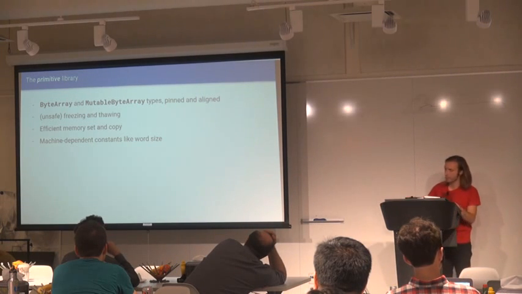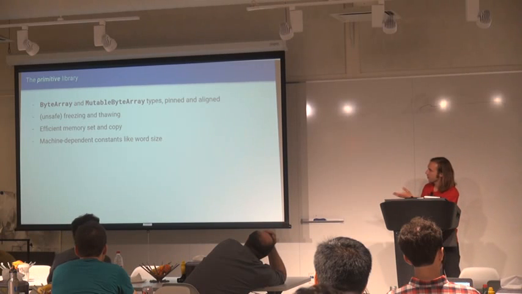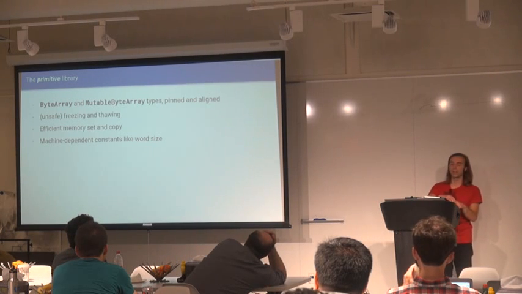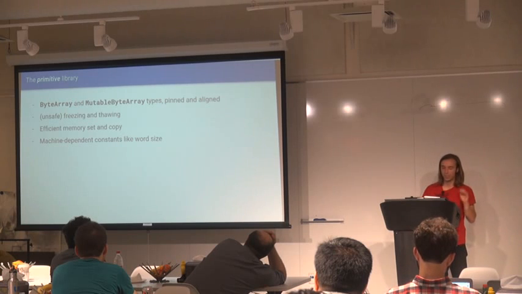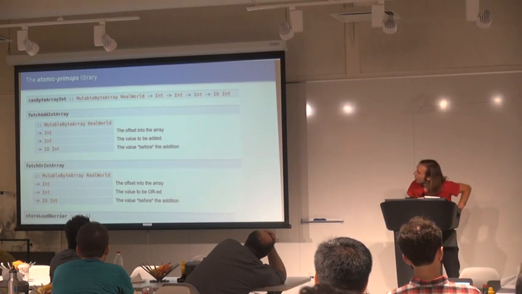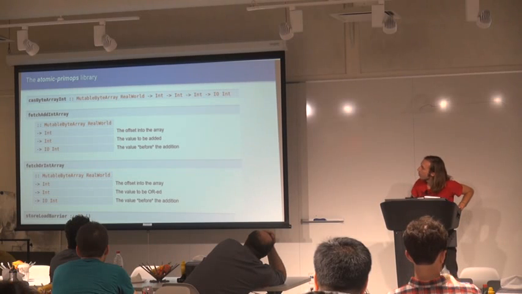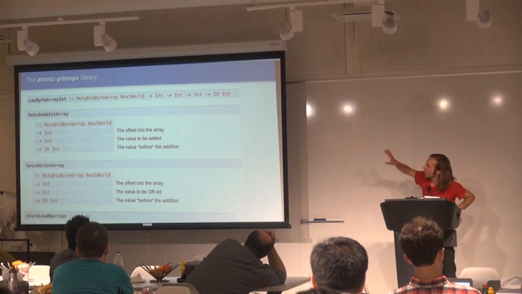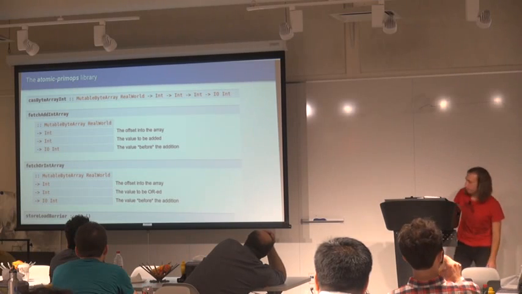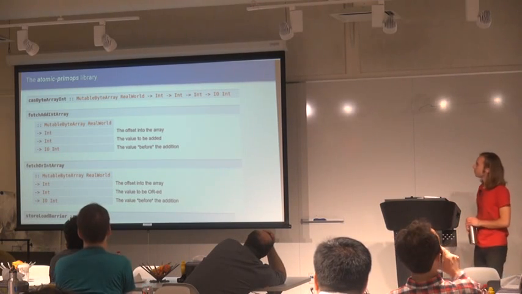Yeah, so it also exports constants, so you can depend on stuff like the machine word size and alignment and stuff like that. And so this is a bit of the atomic primops library API. These are just a few of the interesting functions it exports.